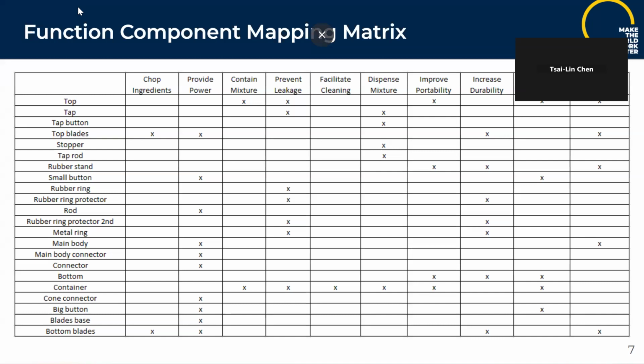This is our function component mapping matrix. This shows that most parts are multifunctional, and we will use this metric as the basis for the product family design.